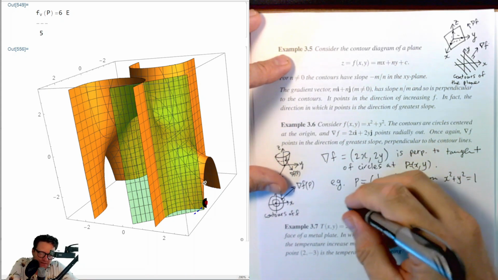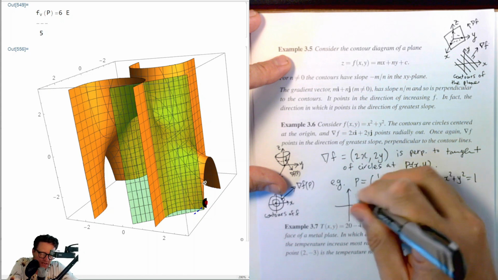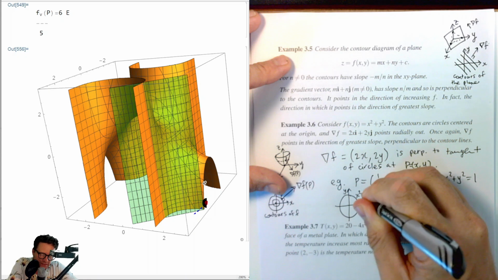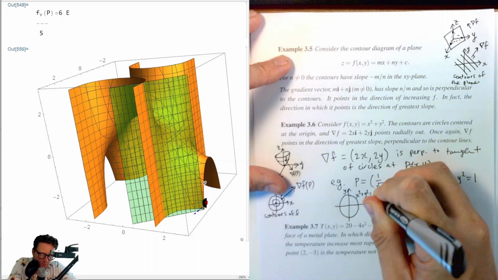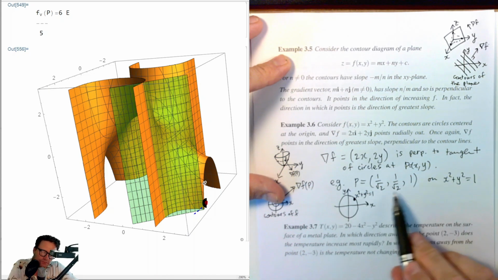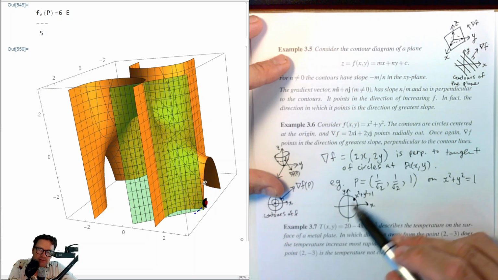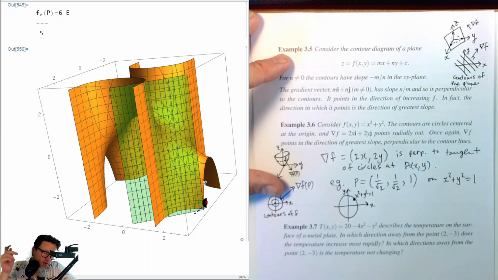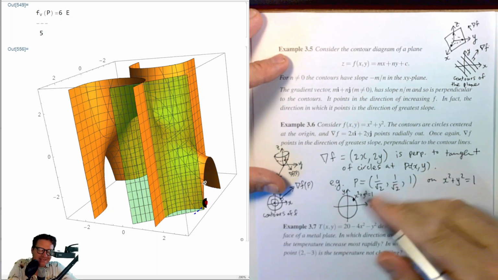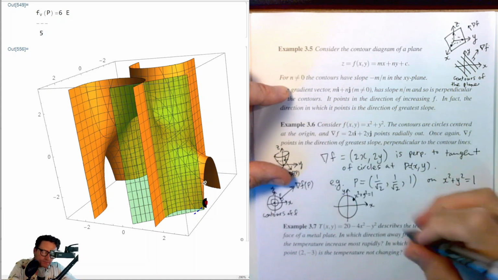Okay, let's find that. So it looks something like, here's x, here's y. We've got this circle, x squared plus y squared equals 1. And then we're at this point, okay, where the x and y value are equal, so through the line y equals x. Okay, so now what do we want to do? Let's calculate the slope of the tangent.